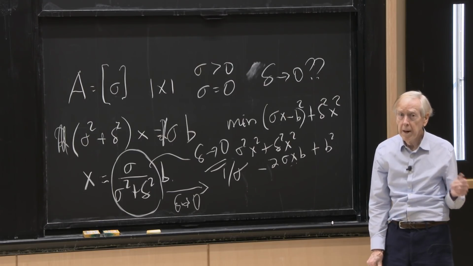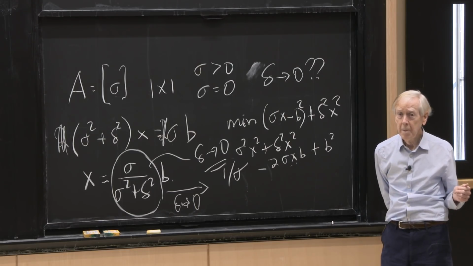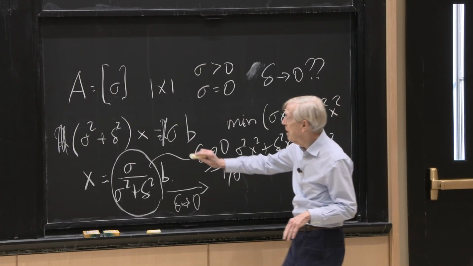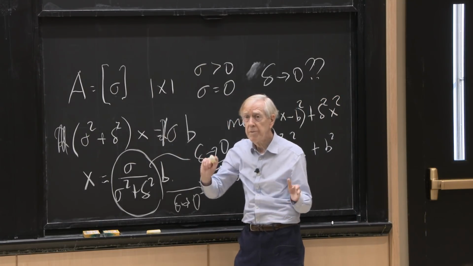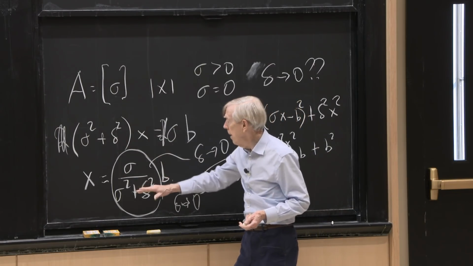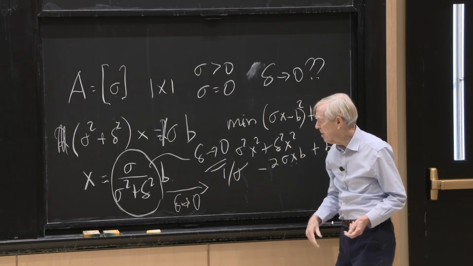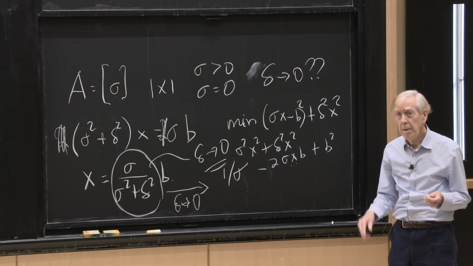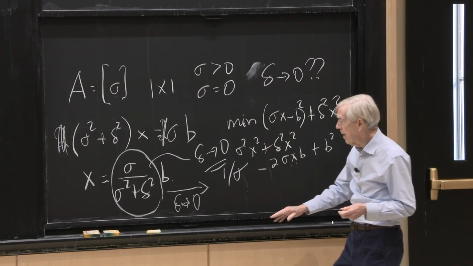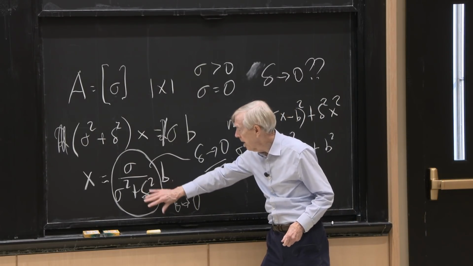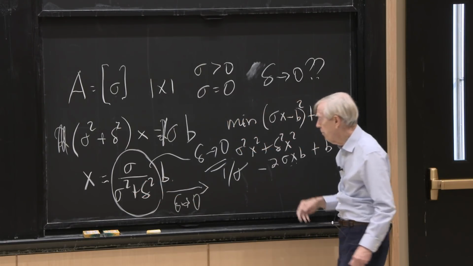But what's the other possibility here? The other possibility is that sigma is 0. I didn't say whether this matrix, this 1 by 1 matrix, was invertible or not. If sigma is not 0, then I go to 1 over sigma. If sigma is really small, it'll take a while. Delta will have to get small, small, small, even compared to sigma, until finally that term goes away and I just have 1 over sigma.